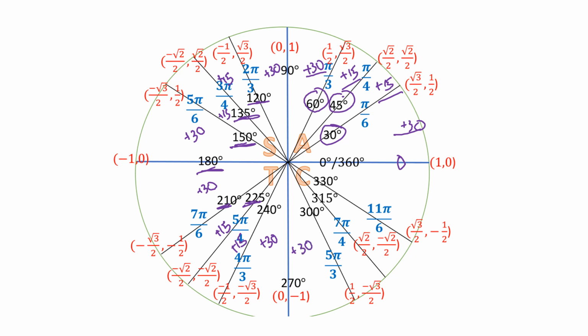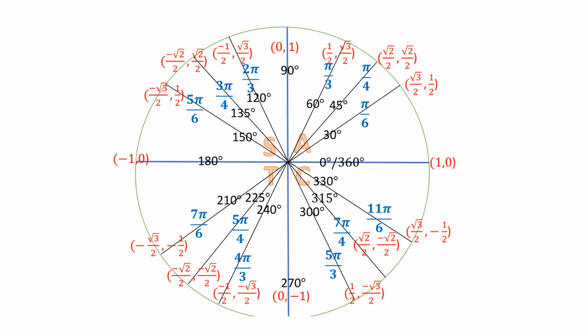Plus 30 in the next quadrant. 270 plus 30 will give us 300. 300 plus 15 is going to give us 315. Add 15 again, and that's 330. And then finally, add another 30, and that gives us a full rotation of 360 degrees.